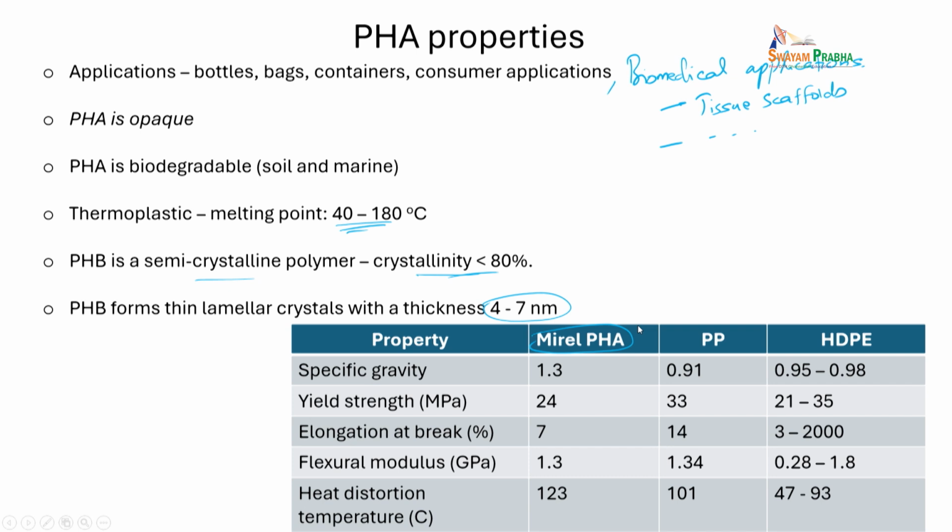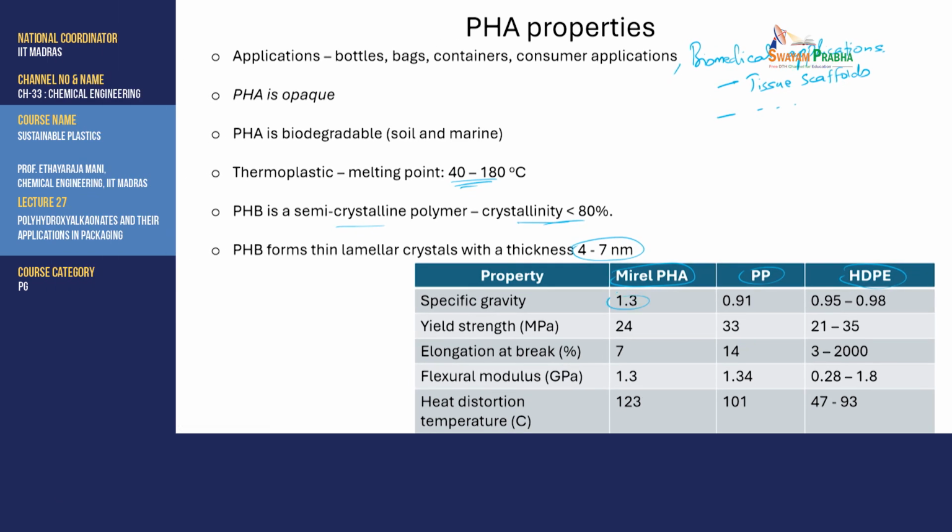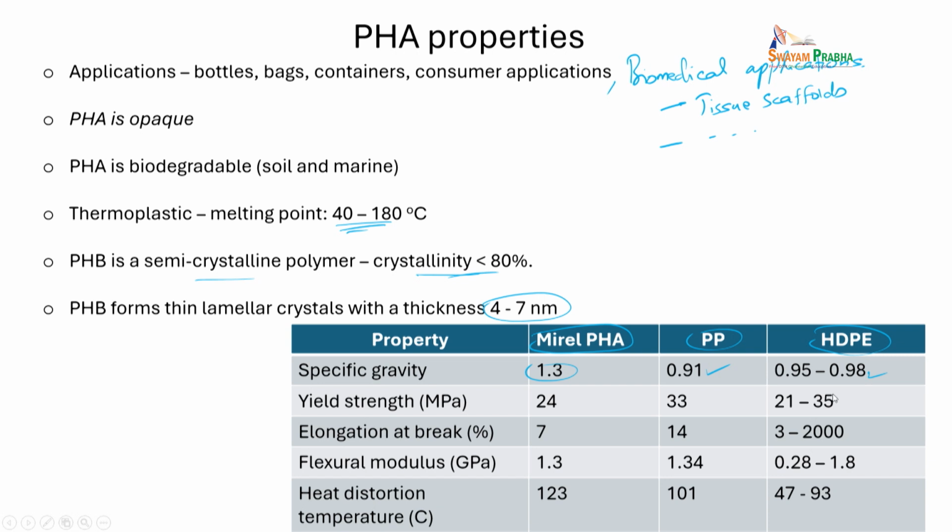This mineral PHA is a commercially available PHA in the market, and here its property is compared with other commodity plastics like polypropylene and HDPE. If you see, the specific gravity or the density is quite high compared to your polypropylene or HDPE. And in terms of yield strength, they are quite comparable. You can see it's about 24 megapascal versus 33 for polypropylene and 21 to 35. So it nicely overlaps with the yield strength of polypropylene and HDPE.